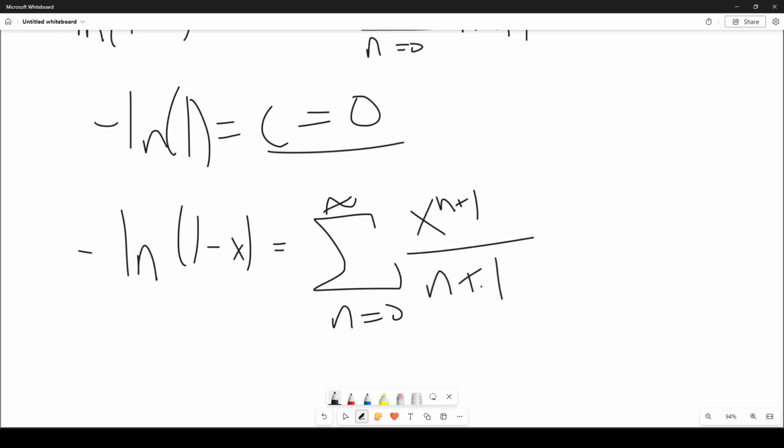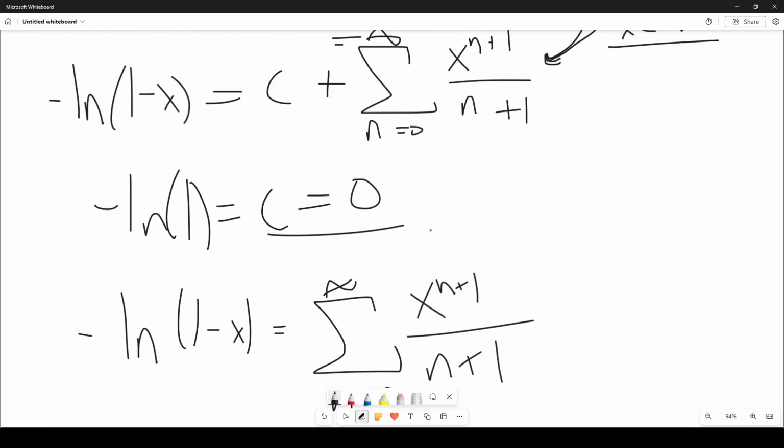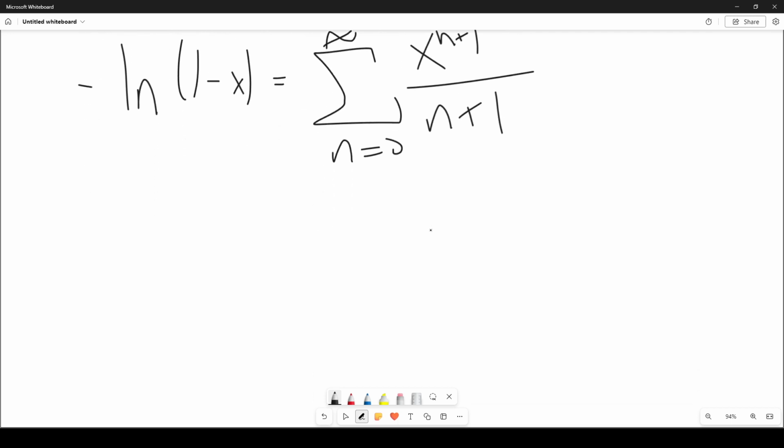And you should check on your own what exactly is the radius of convergence of this. And you should probably find that it should be very similar to the radius of convergence of 1 over 1 minus x. So hopefully you learned a couple tricks. One is what power series are, how you can manipulate them.